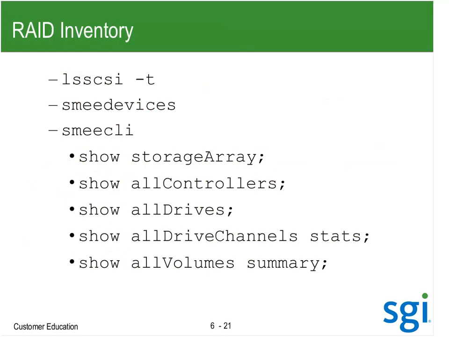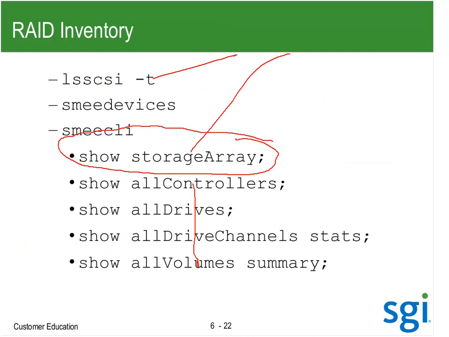RAID inventory. This is the key one. Storage, show storage array. There is lscsi-t. And then there are individual commands to look at things, but show storage array will give me everything. This is my profile. Now, if you log into Floyd 3, I already have a profile report in /temp. Now, you can do it from command line or you can do it from the GUI.